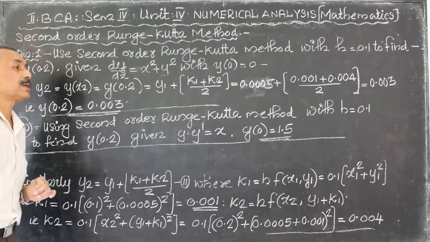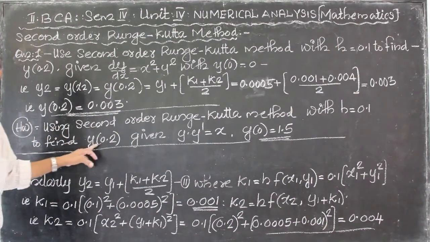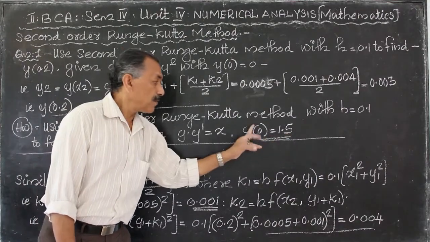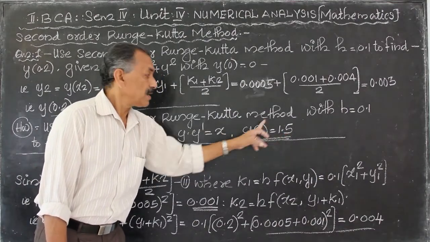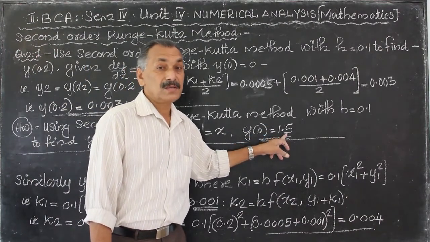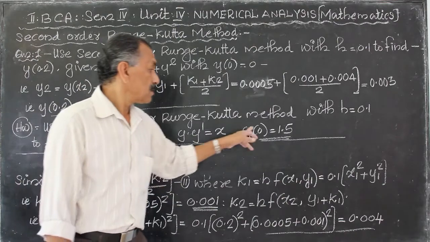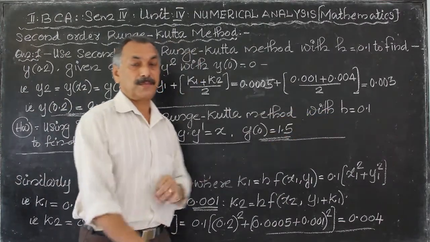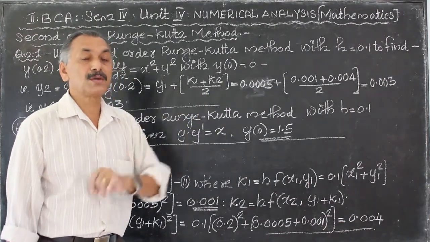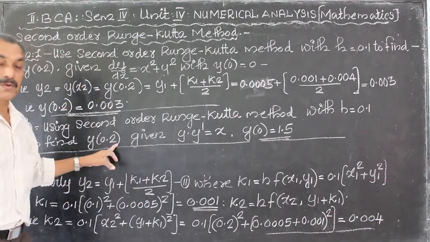Using the second order numerical method with h equal to 0.1, in the same manner find y of 0.1, with y of 0 equal to 1.5. y of x0 is equal to y0. What is x0? 0. What is y0? 1.5. What is x1? x0 plus h, that is 0 plus 0.1, which is 0.1. What is x2? x1 plus h, that is 0.1 plus 0.1, which is 0.2. That means we want the solution y of x2, or y2.